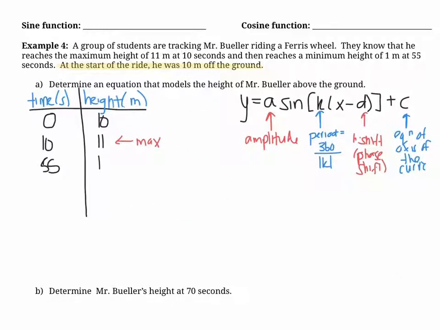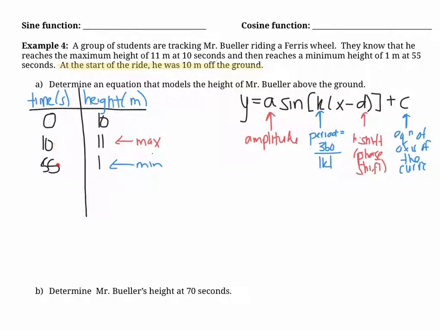So we need to come up with the pattern of when he's going to reach his maximum again. So that's his max, this is his min. So just imagine he's at 11 meters as max, and he goes down to 1. Then he's going to go back up to 11, back down to 1, and so on and so on. So the question is, how long did it take him to go from the max down to the min?